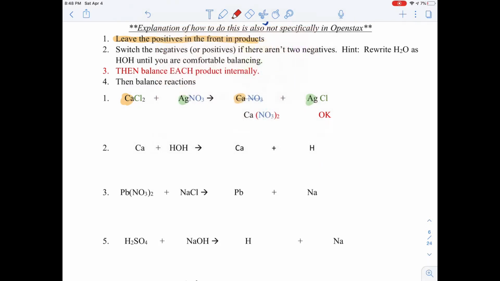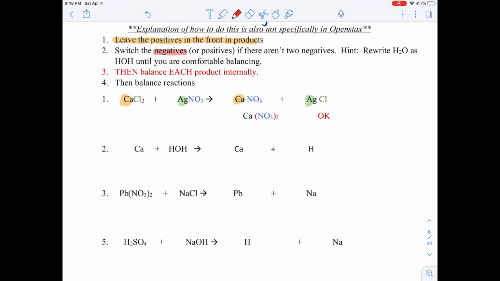Then it says switch the negatives, or the positives if they aren't negatives. Well, there's negatives here, so switch them. So we're going to put this guy and this guy. So you're switching where they are. So notice that you put the NO3 right here and you put the Cl over here.